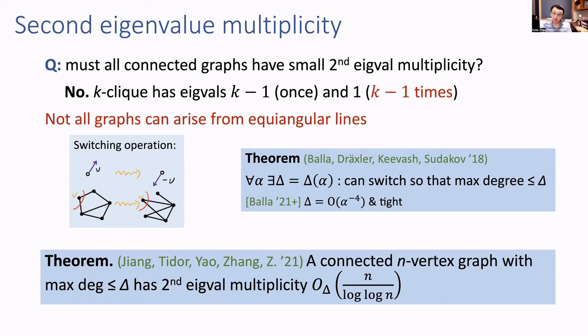So we showed that a connected n vertex graph with maximum degree at most delta has second largest eigenvalue with multiplicity at most on the order of n over log n. And this is enough to complete the picture. So once you know the second eigenvalue cannot occur with high multiplicity, it rules out the possibility of lambda being the second largest eigenvalue. It's not competitive compared to the case of lambda being the top eigenvalue, which then corresponds to the construction with disjoint copies. And this completes the picture.